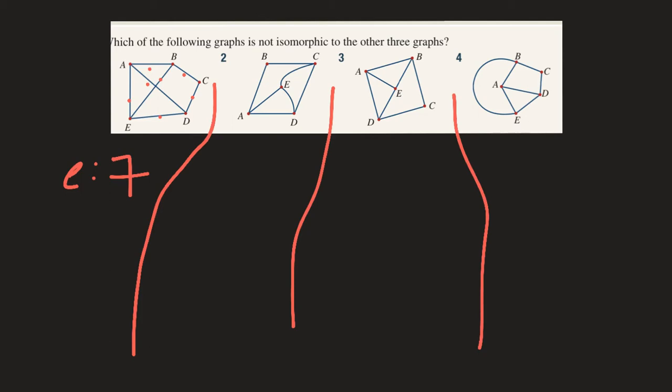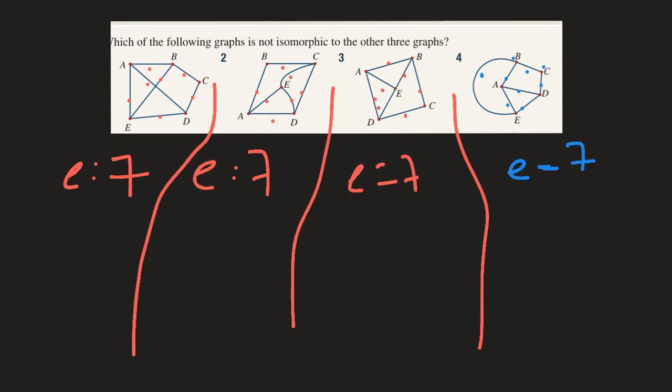So the next thing I'll do is, let's check this one. 1, 2, 3, 4, 5, 6, 7 edges. 1, 2, 3, 4, 5, 6, 7 edges equals 7. And let me switch colors. I'm noticing the red with the red is a little tricky to keep track of. 1 edge, 2, 3, 4, 5, 6, 7 edges. Edges equals 7.